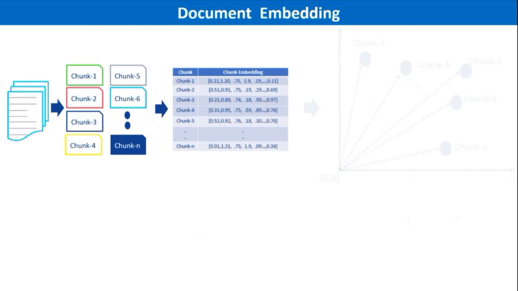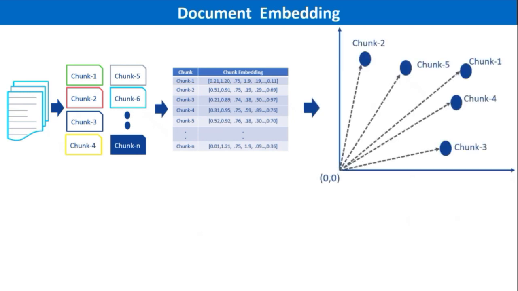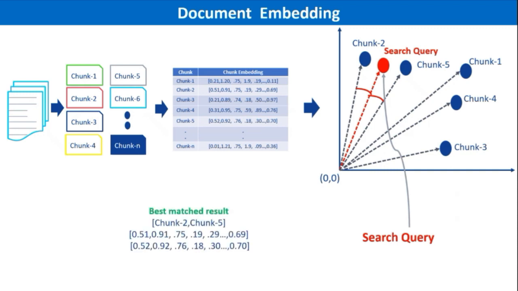Let us plot them into n-dimensional vector space, and then for any query, the query also first gets embedded and plotted in the same vector space with the same dimension. Then using cosine similarity, the best matching chunk or chunks are retrieved. We can see that for this search query, chunk 2 and chunk 5 are the best match, and hence they will be pulled as the final result. So this is how document embedding is done and how it is used in semantic search.